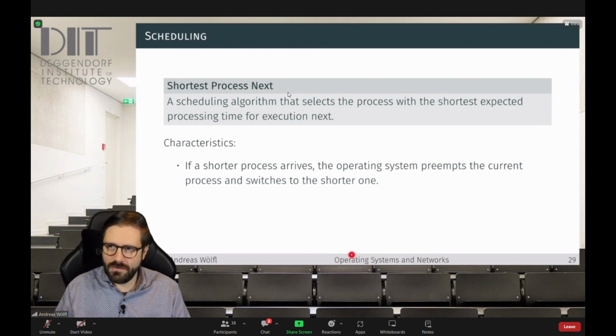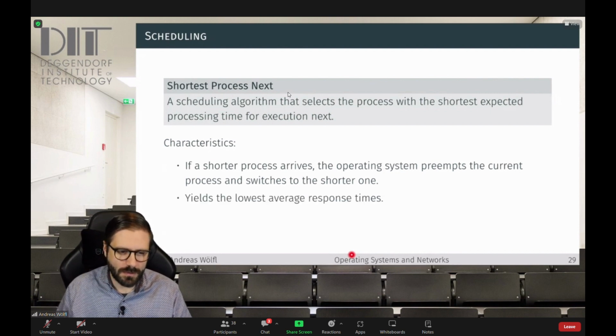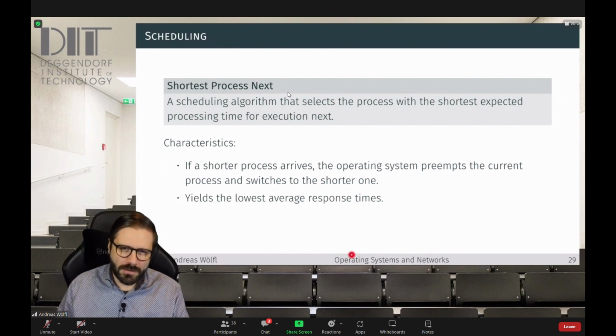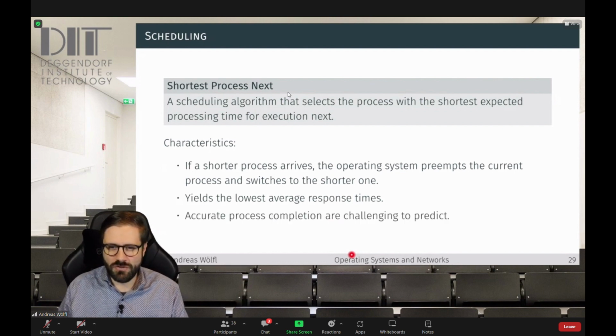So whenever there is a process that is shorter than the current executing process, the operating system preempts the current executing process and switches to the shorter one. It's minimizing average response times. But shortest process next is interesting in its idea because of the lowest response times, but does not see much application in industry because completion times are challenging to predict. But still, let's do this exercise with shortest process next.